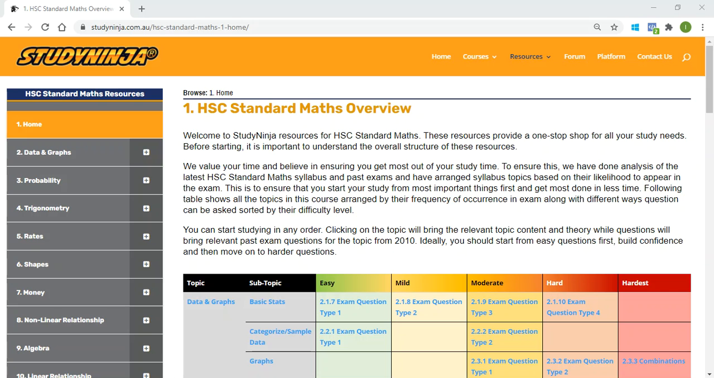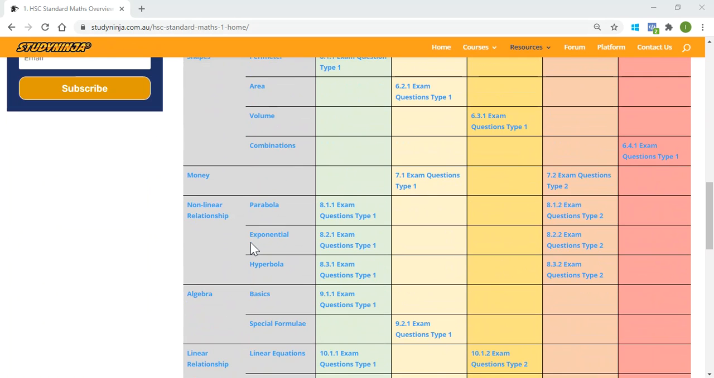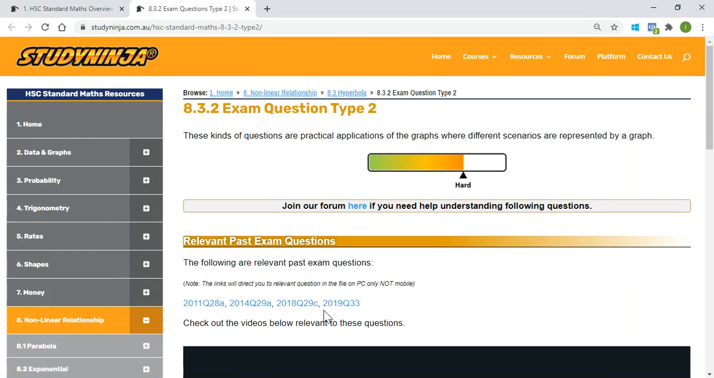Today I'll be talking about question number 33 from HSC Standard Maths Exam 2019. This question came from nonlinear relationships and this was from hyperbola. So let's open this one, question type 2 and 2019 question number 33.